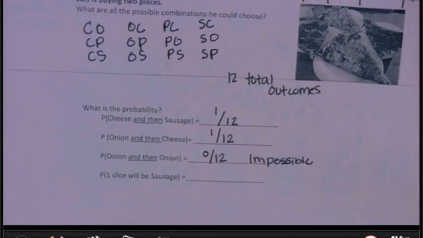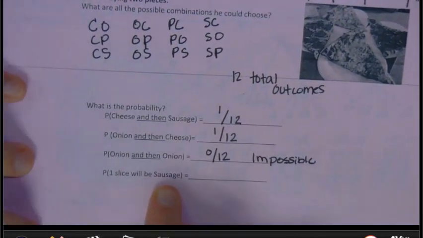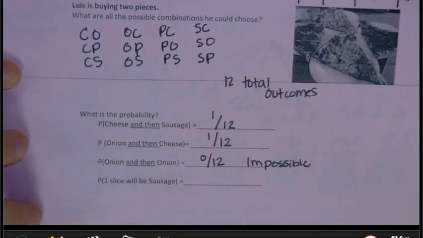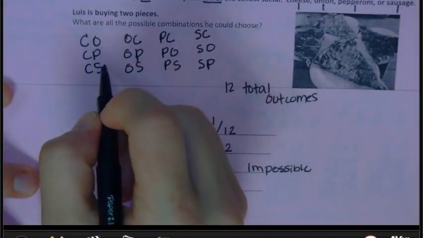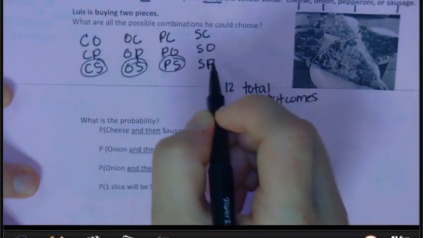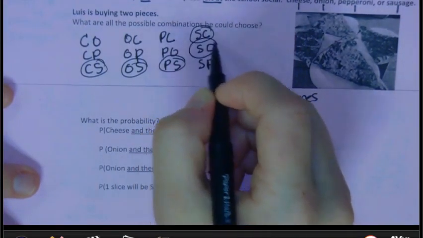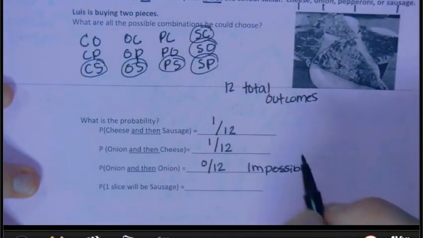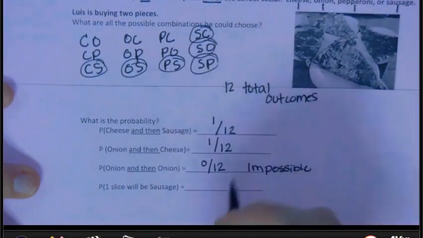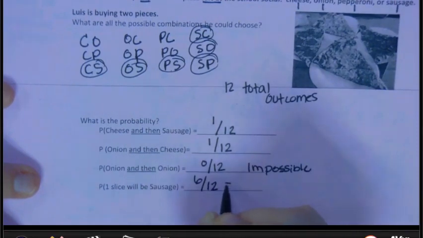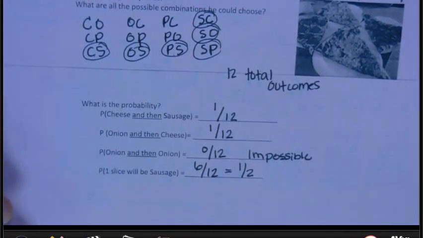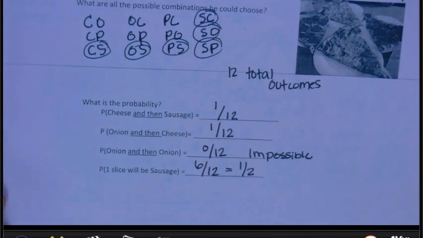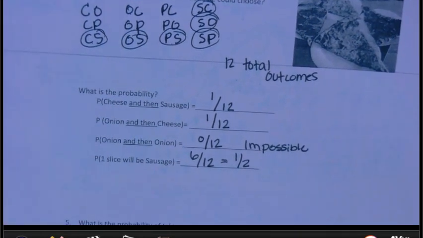All right. What about 1 slice will be sausage? No matter what, one of them is going to be sausage. So we're going to go back to our list and circle everything in which I can get a sausage. Well, I can get a cheese sausage, onion sausage, pepperoni sausage. I can also get a sausage cheese, sausage onion, and a sausage pepperoni. So I have a 1, 2, 3, 4, 5, 6. I have a 6 out of 12 chance, which reduces to 1/2. I have a 1/2 probability that I'm going to pick up a sausage pizza.